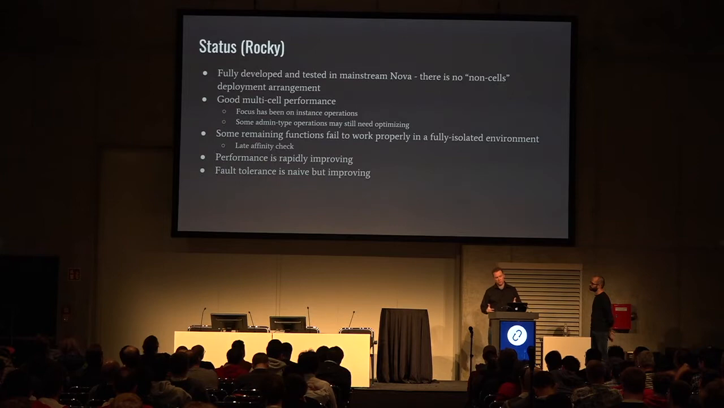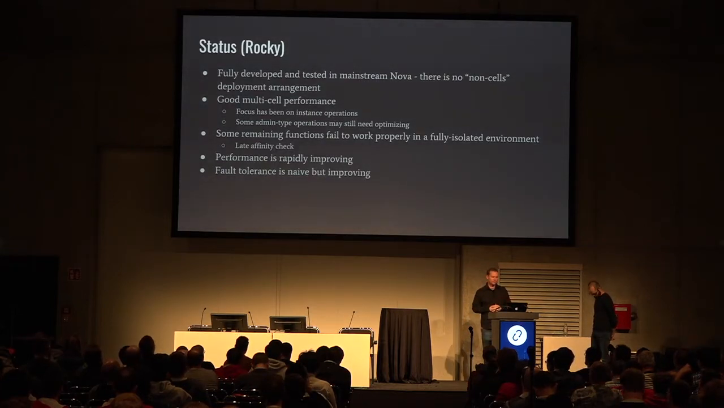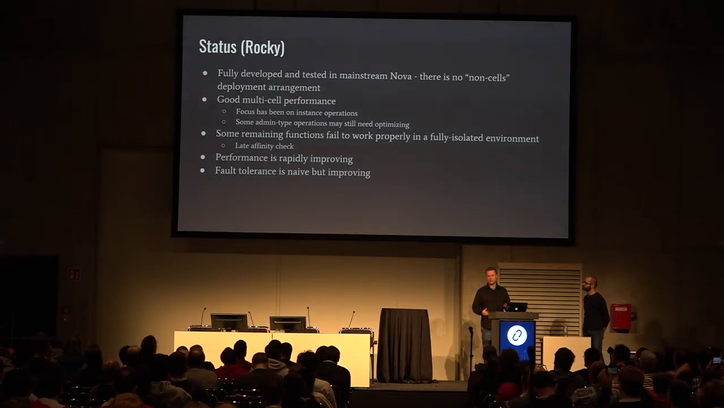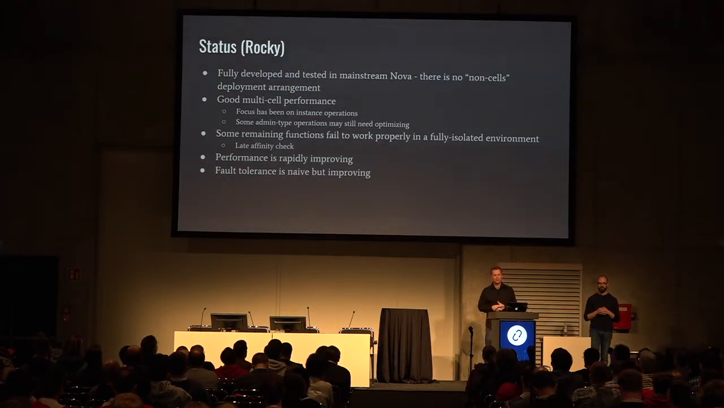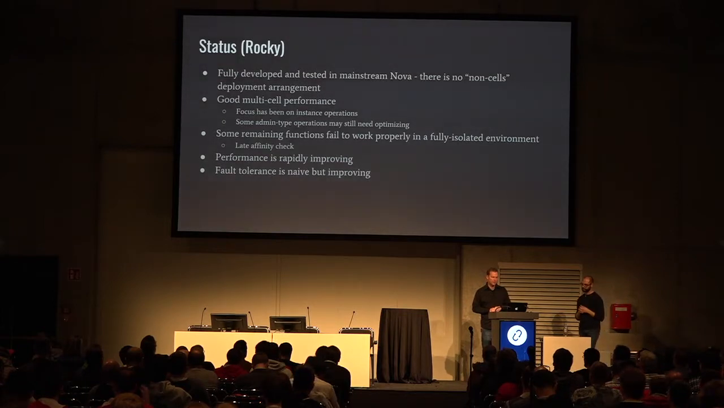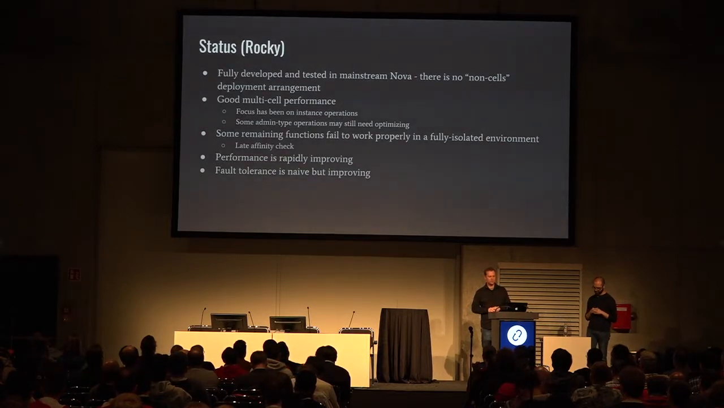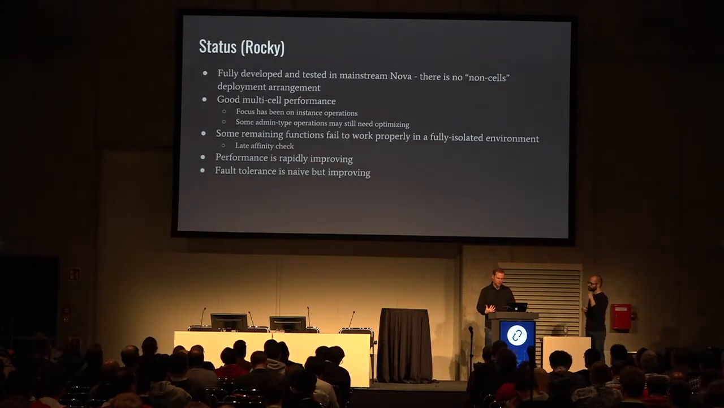So, status in Rocky: fully developed, tested in mainstream Nova. Anybody that's running a recent release is running cells, whether you like it or not. You might have only one, but that was the goal, to get everybody there, and we made it. We have pretty good multi-cell performance. We've spent a lot of time optimizing those instance operations, like I said, that are very important for the front line of what your users are going to hit.